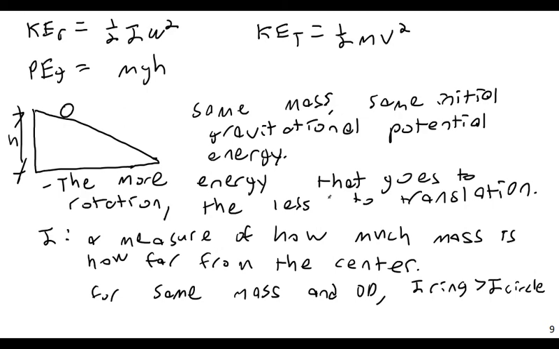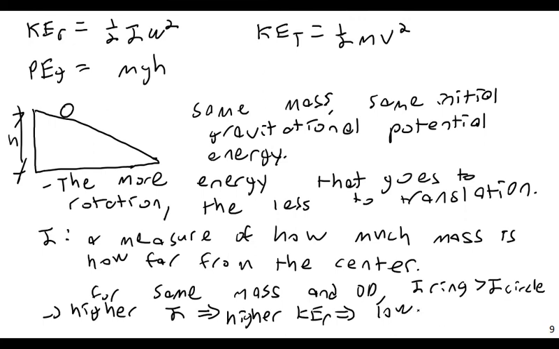And this means a higher moment of inertia, higher I, leads to higher KE rotational, which leads to a lower KE translational. There's no such thing as a free lunch. If I have more energy going to rotation because my I is higher, I know then that my energy available for translation has to be lower. There's no such thing as a free lunch.